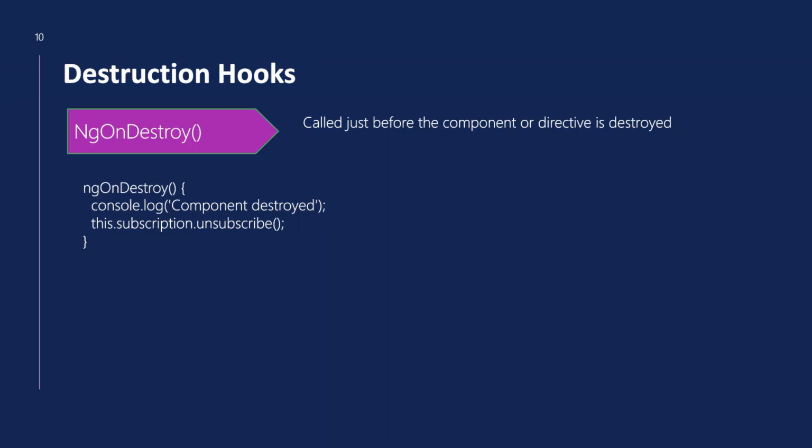This is when the component or directive is about to be removed from the DOM. There is just one hook here, ngOnDestroy. ngOnDestroy is your cleanup hook. It is called just before Angular destroys the component. Use it to release resources like subscriptions, event listeners, or intervals. This hook is essential for preventing memory leaks, especially in apps with observables or event listeners.